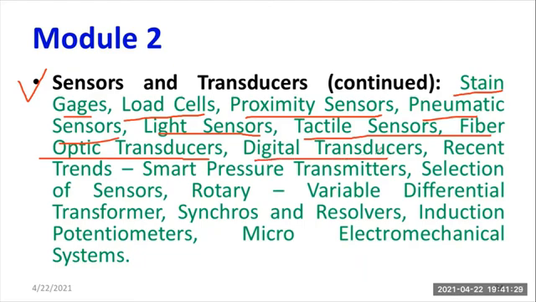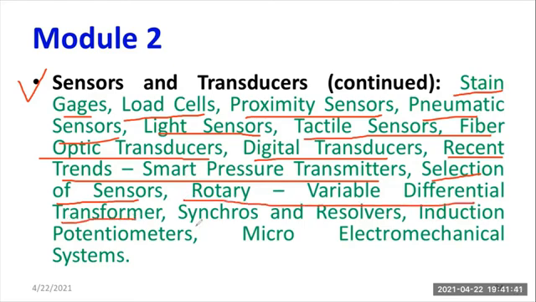Then different types of digital transducers will be covered, along with recent trends and smart process transmitters, and how to select a sensor or a transducer. Then what we mean by the rotary variable differential transformer and applications of the rotary variable differential transformer. Then what we mean by synchros and the synchro pair characteristics. That is already explained.